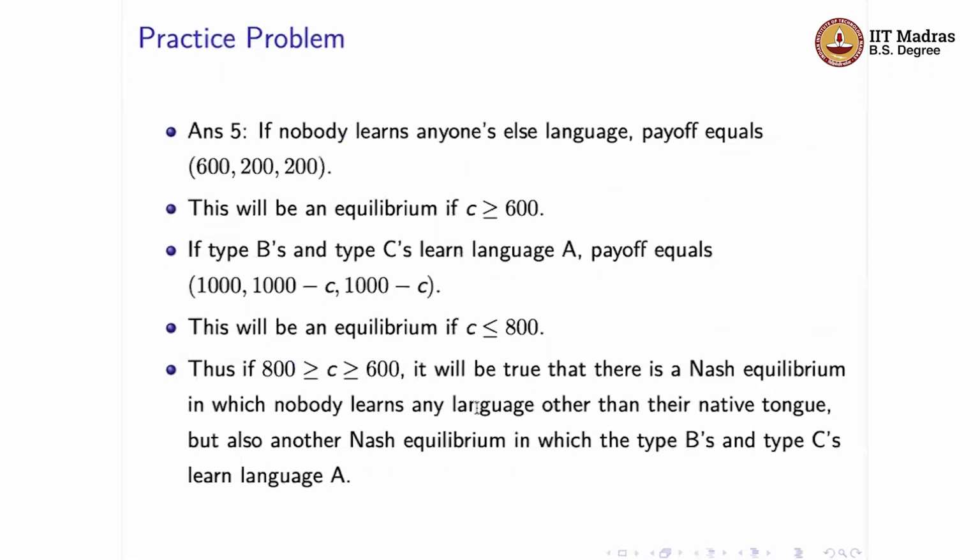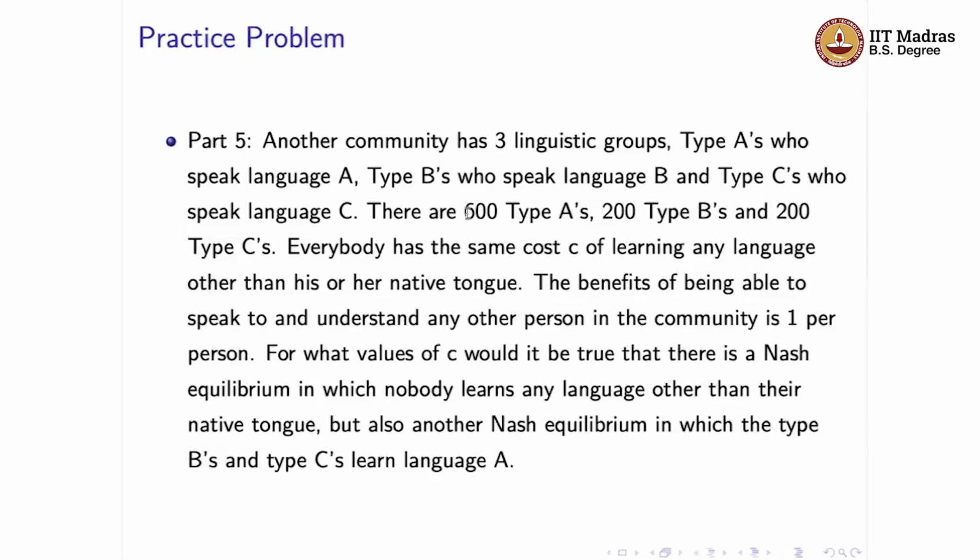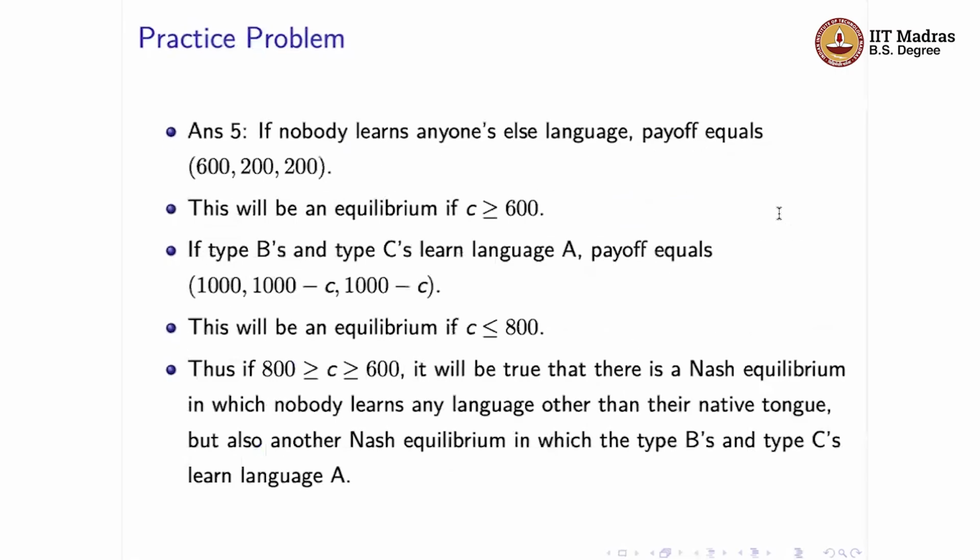So here the payoff is 600, 200, 200. Why? Because there are 600 type A's, so they can only speak with themselves, including themselves. So this is 600 for each of the type A. The payoff for each of the type B is 200. And similarly, the payoff to each of the type C is 200, right? Now, when will this be an equilibrium? This will be an equilibrium when nobody would want to unilaterally deviate, right?